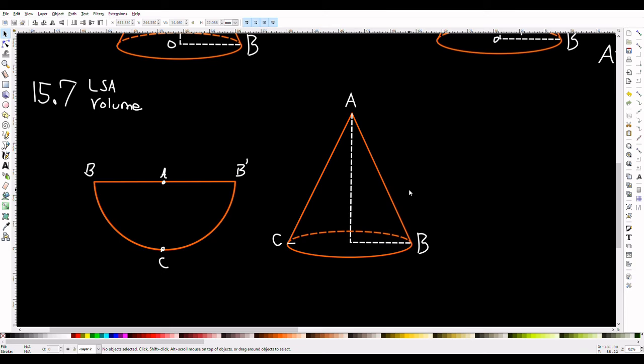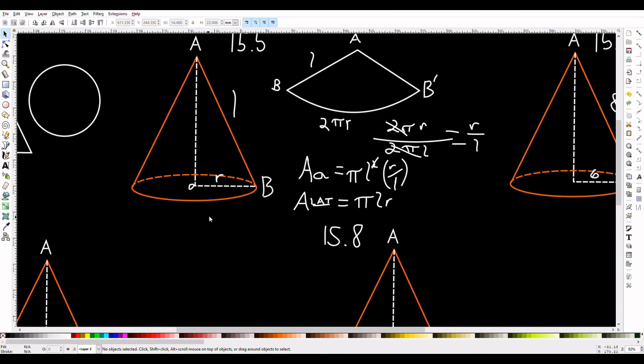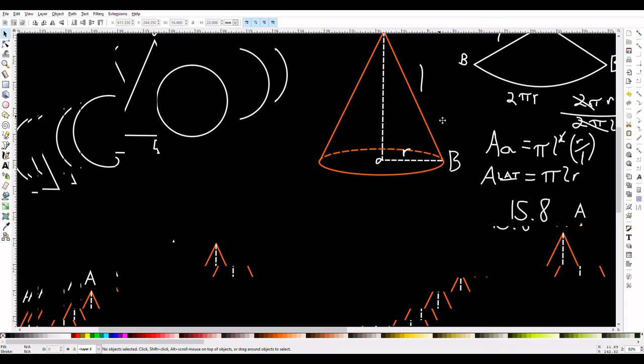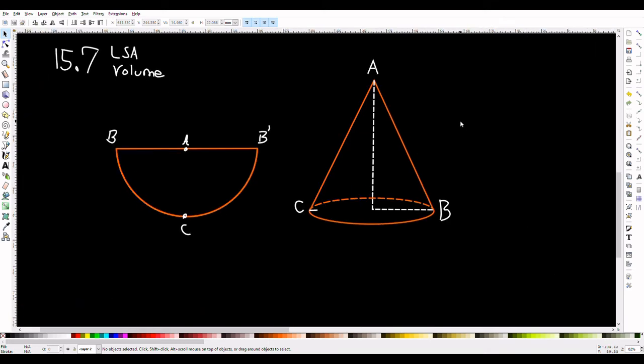Let's look at 15.7. A semicircle is rolled up to form a cone as shown. You notice that this is a similar rolling up as we had previously, but this time it's a semicircle. This is going to give us a very particular type of right circular cone. The radius of the semicircle is 8. What's the volume of the cone?